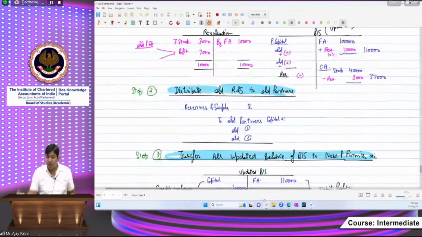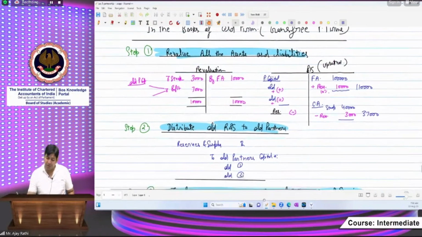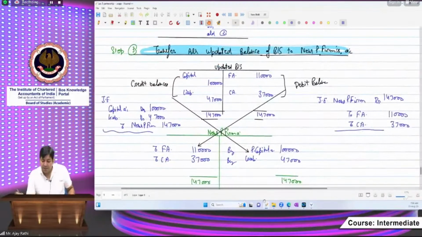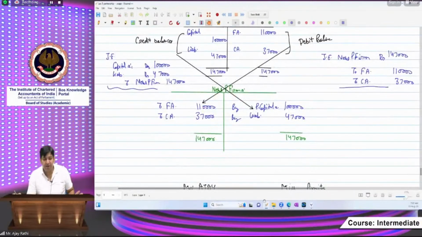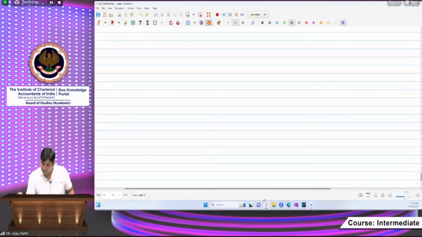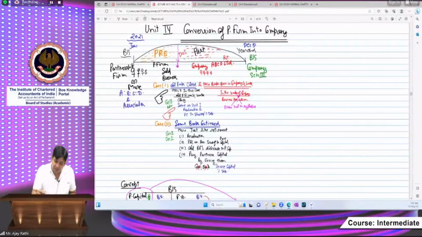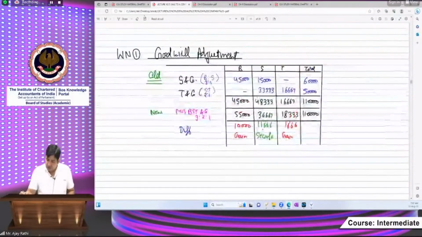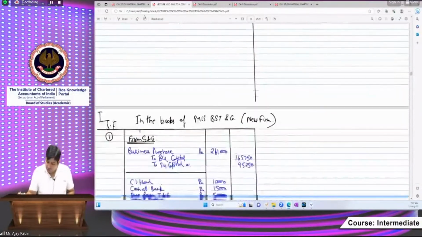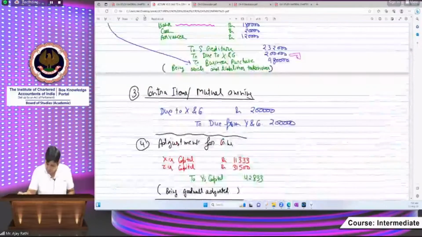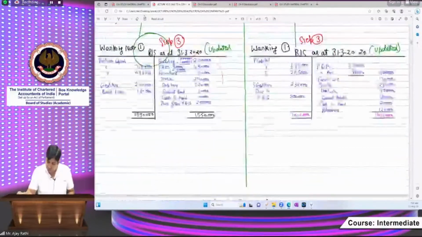Step number two, owner's account. Step number three, distribute the profit and loss and reserve and surplus to all partners. Next, step number three, transfer all the updated balance sheet balances to the new firm account. After updation, we were transferring. And in the books of the new firm also, we have covered the topic. It was the slide. And I think you have done in the books of the new firm also. Yes, I am remembering that before going further, I revised with you all in the books of the new firm also.